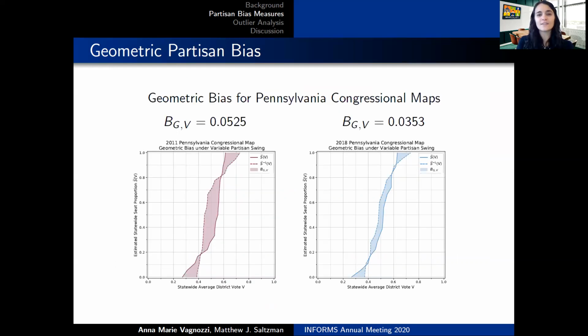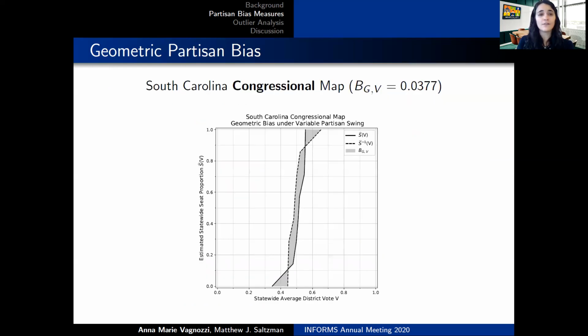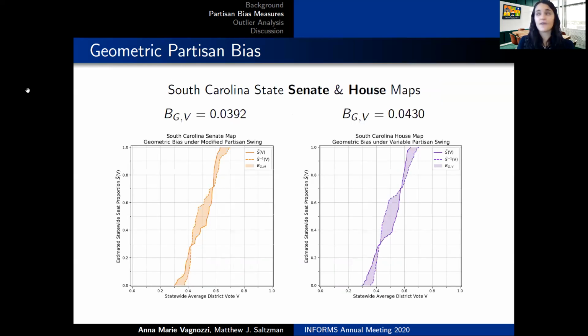So we can see that the 2011 Pennsylvania map has a larger area between the curve and the inverted curve than its fair 2018 counterpart. And when we look at South Carolina, we see that the area between the curves more closely resembles the geometric bias that the 2018 Pennsylvania map exhibited.